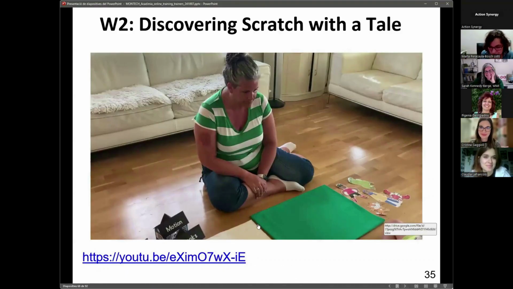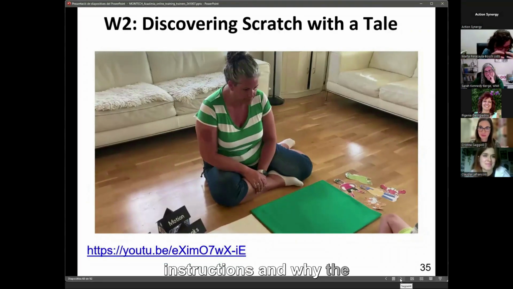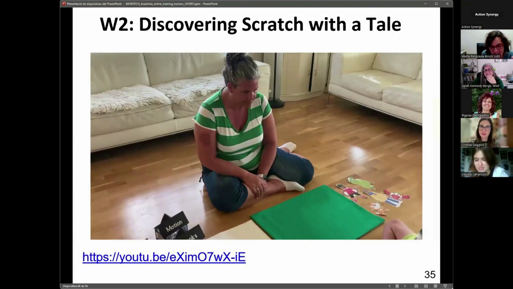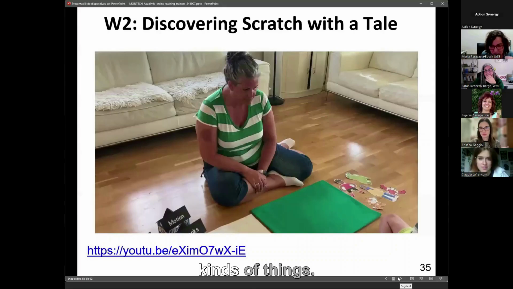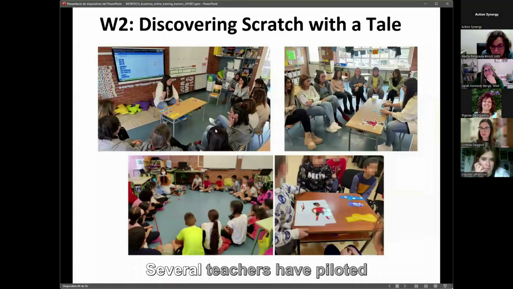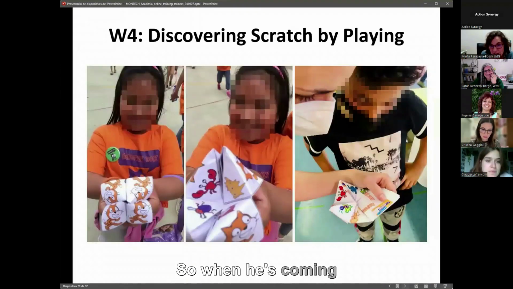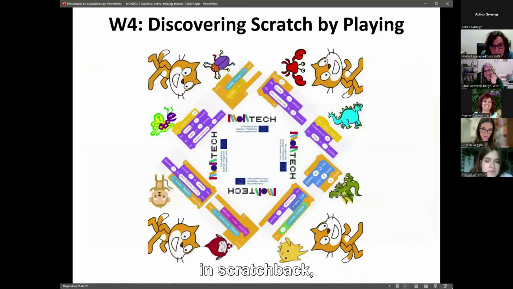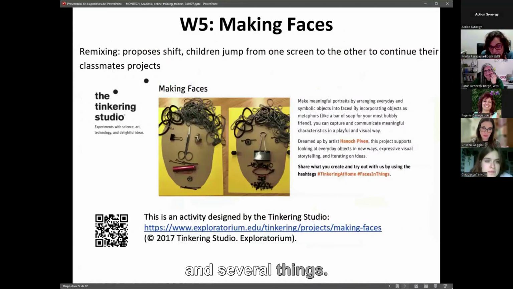You also have the physical characters and the instructions, and the instructions are classified in different boxes or houses or drawers, because they do different kinds of things. This is a very nice way to introduce Scratch. Several teachers have piloted this activity. So, discovering Scratch while playing, and several other things.